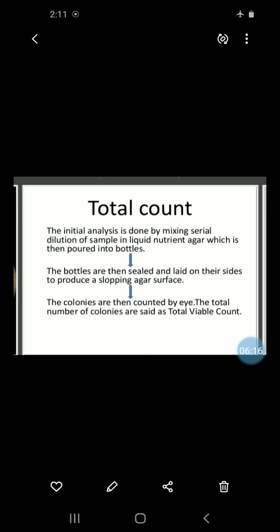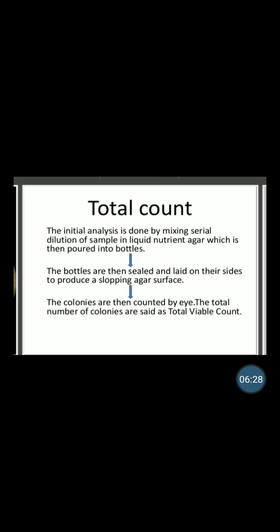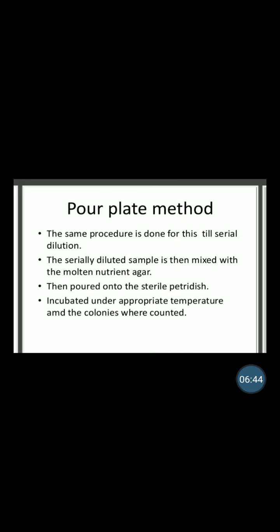First, the initial analysis is done by what? By mixing the serial dilution of the sample in liquid nutrient agar, which is then poured into bottles. Next, the bottles are sealed and laid on their sides to produce a sloping agar surface. Then the colonies are counted by eye, and the total number of colonies is said to be the total viable count.